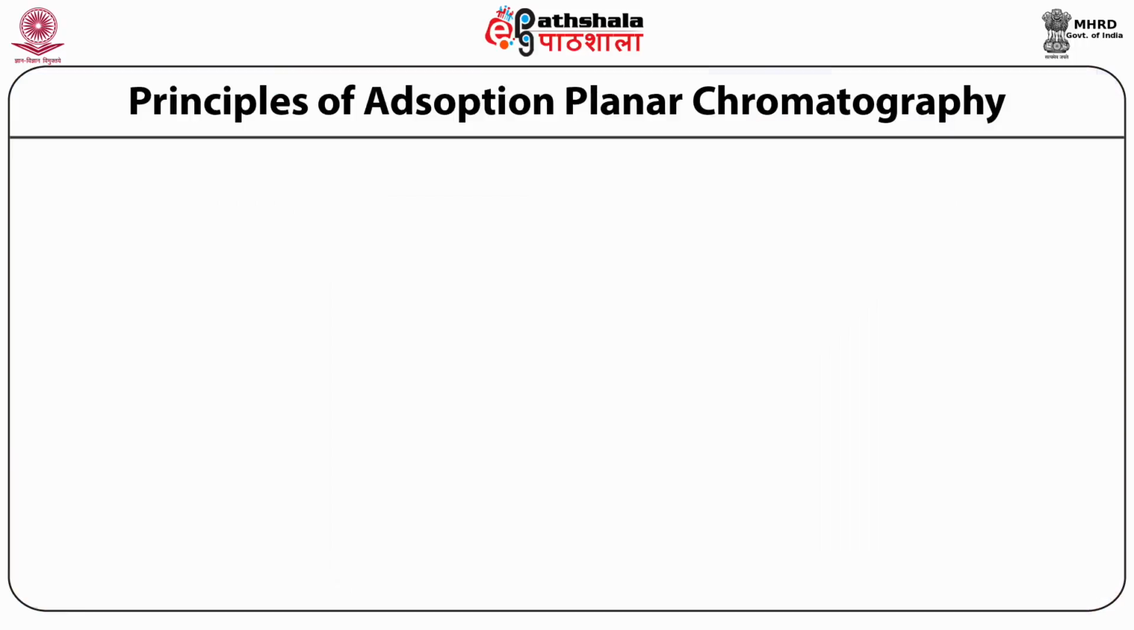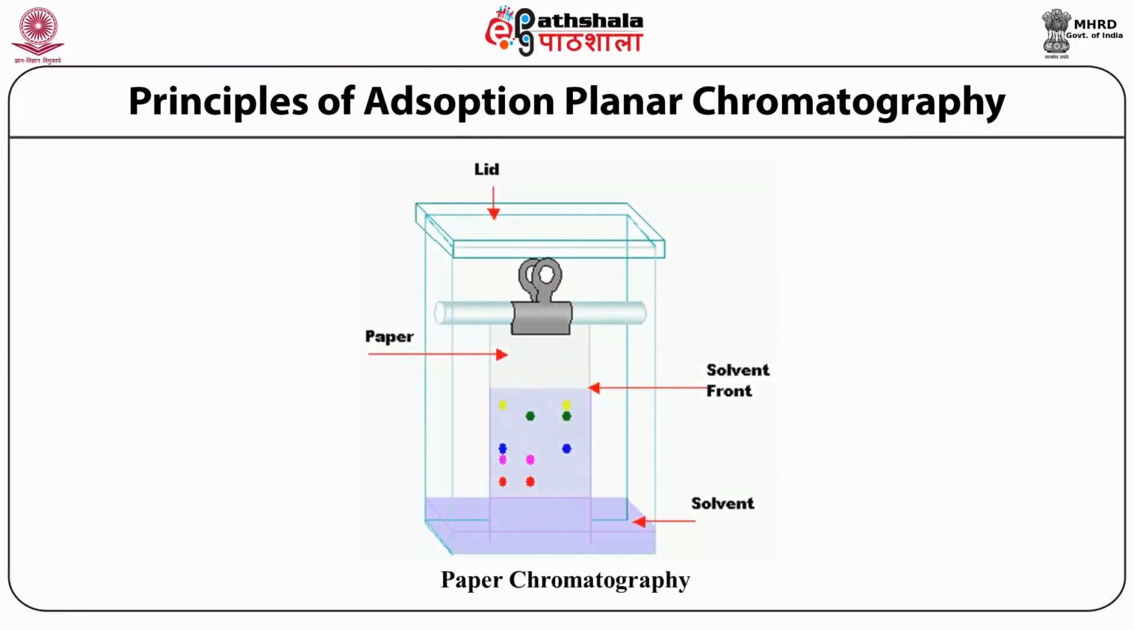Thus, the separation of components depends on both their solubility in the mobile phase and their differential affinity to the mobile phase and the stationary phase. This figure depicts the method of performing ascending paper chromatography. The solvent rises up due to capillary action and dissolves the solute components on its way upwards. The molecules that dissolve early rise up high on the chromatogram and their RF values are greater.